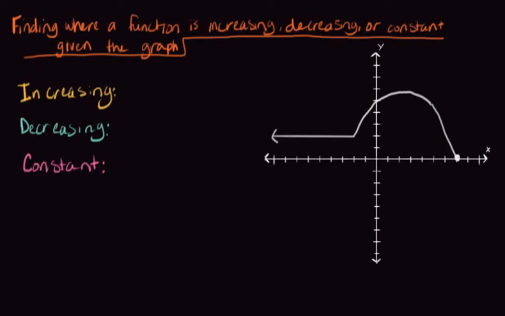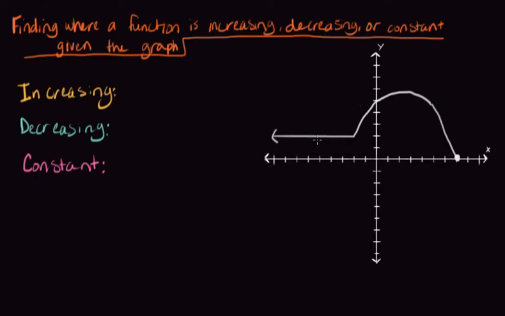Now I want to talk about how we can find where a graph is increasing, decreasing, or constant. So if we have a function and we see its graph, we want to figure out where it is increasing, decreasing, and constant. So let's talk about what increasing means. Remember that we read a graph from left to right, just as we read a book.